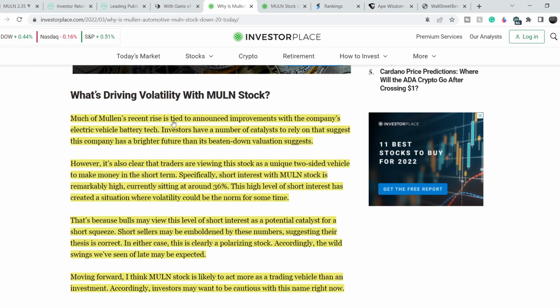"Much of Mullen's recent rise is tied to announced improvements with the company's electric vehicle battery tech. Investors have a number of catalysts to rely on that suggest this company has a brighter future than its beaten down valuation suggests."